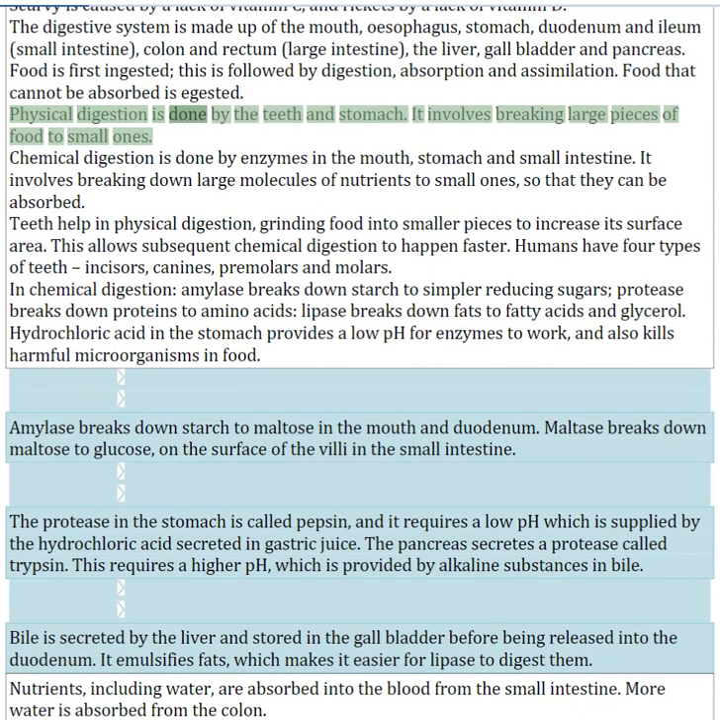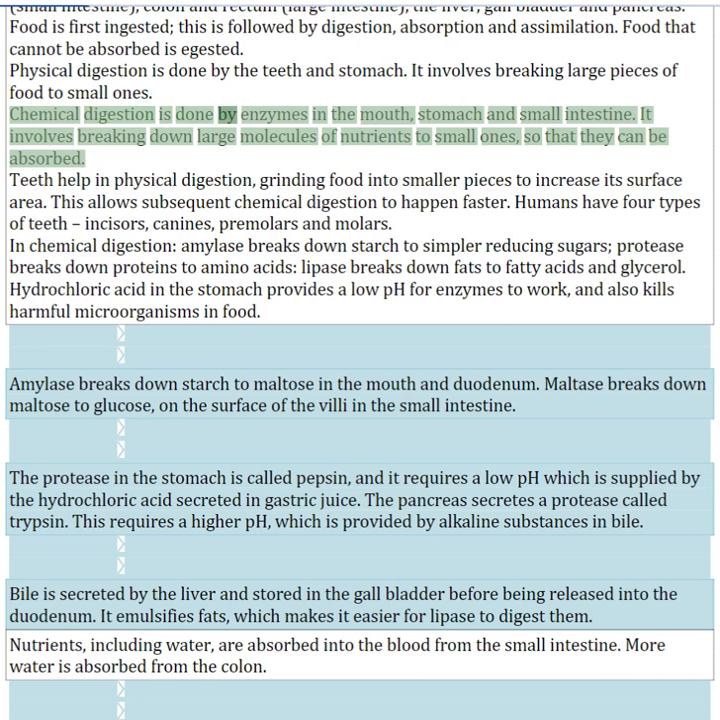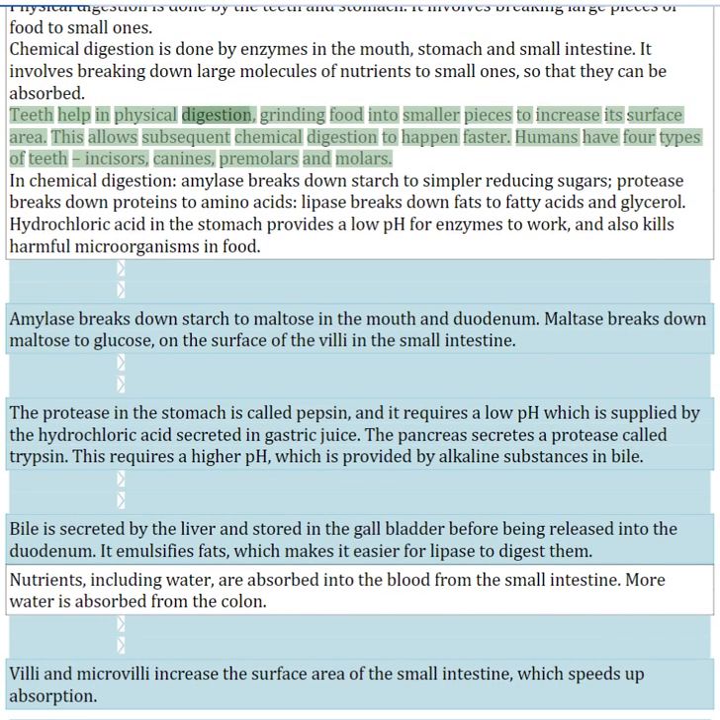Physical digestion is done by the teeth and stomach. It involves breaking large pieces of food to small ones. Chemical digestion is done by enzymes in the mouth, stomach and small intestine. It involves breaking down large molecules of nutrients to small ones, so that they can be absorbed. Teeth help in physical digestion, grinding food into smaller pieces to increase its surface area. This allows subsequent chemical digestion to happen faster.